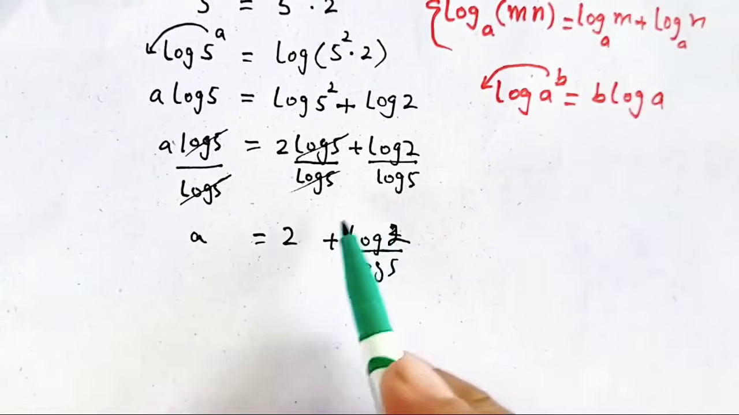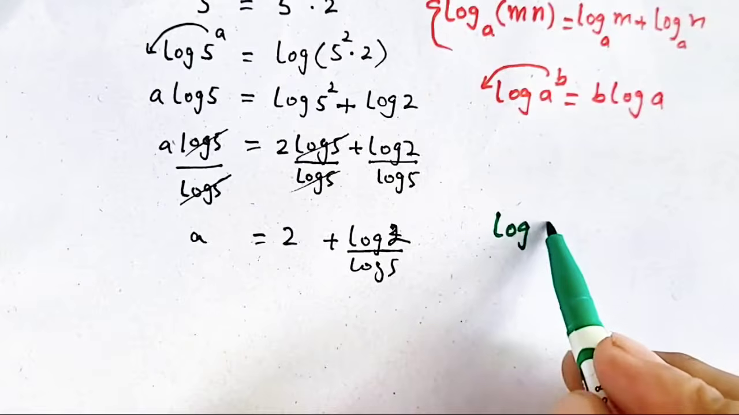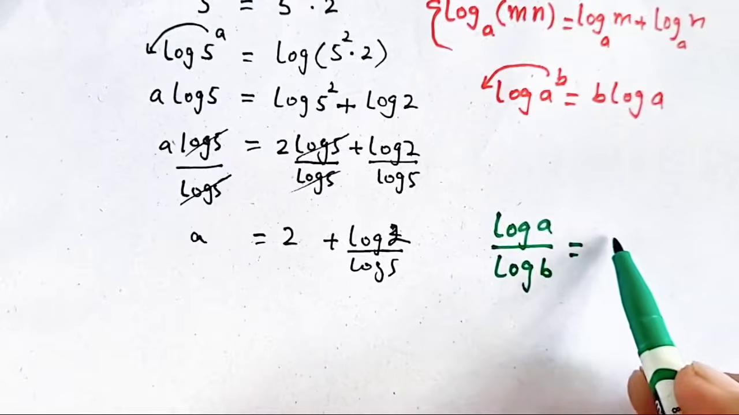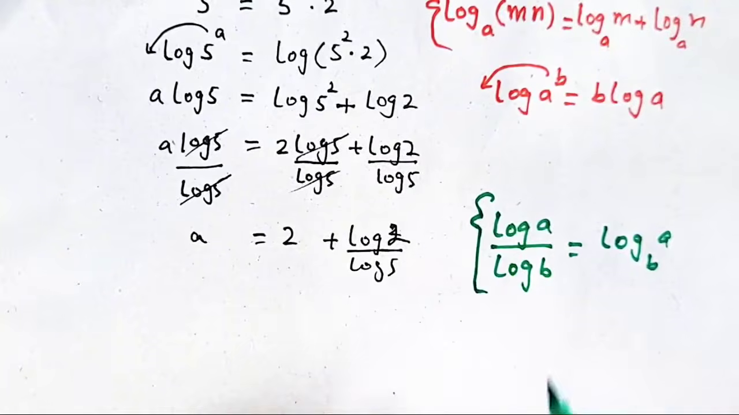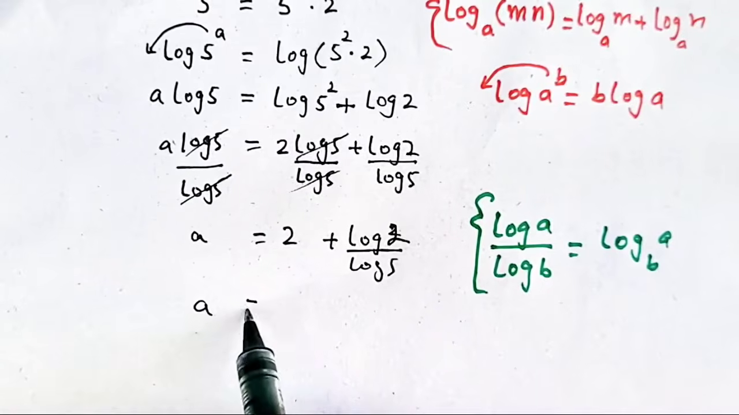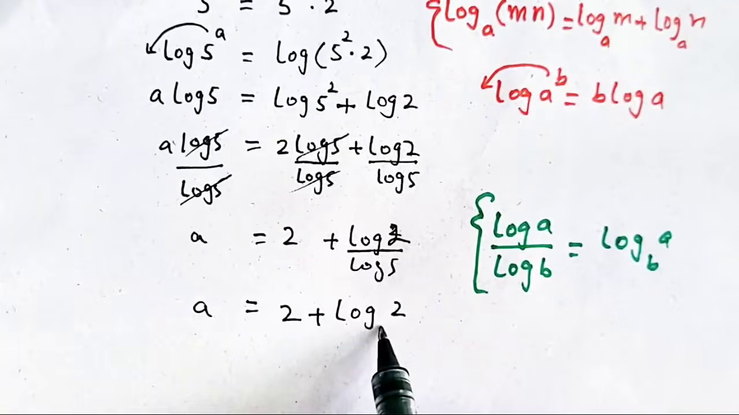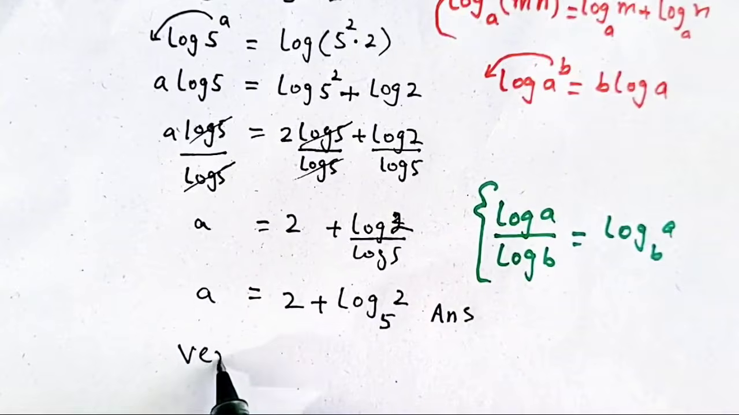Now, we will apply a rule here. The rule is log a divided by log b will be equal to log a to the base b. So, applying this rule, we will get a is equal to 2 plus log 2 to the base 5. That is our answer. Now we will verify this answer.